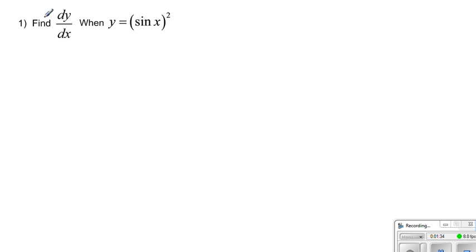Next question, number one. y equals sine of x, entire thing squared. How are we going to do this? One way we can do it is y equals sine of x multiplied by sine of x. So we could use the product rule, which we'll do on the side, and then we'll compare the answers and see if we get the same answer or not.